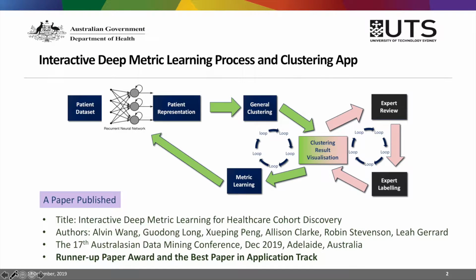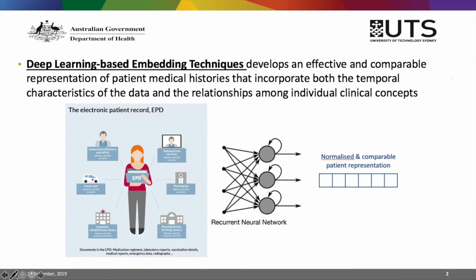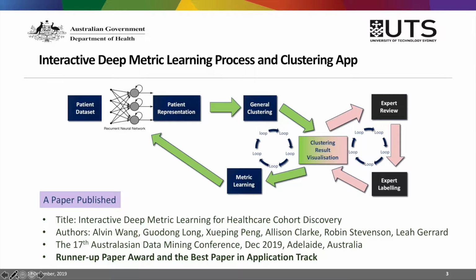Once all features have been selected, the system will call a recurrent neural network to develop representations for all patients or patient journeys. Those representations have incorporated both the temporal characteristics of the data and the relationships among individual medical events. After we achieve initial patient or patient journey representations, we can then run a general clustering algorithm, for example, k-means, to get an initial clustering result.